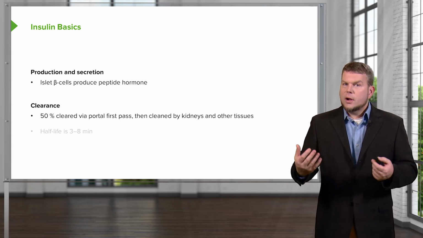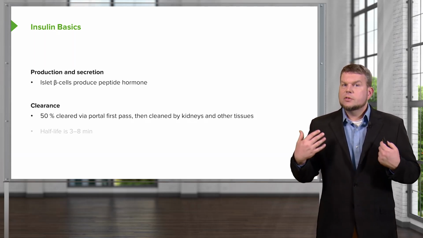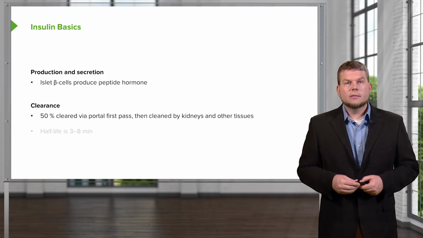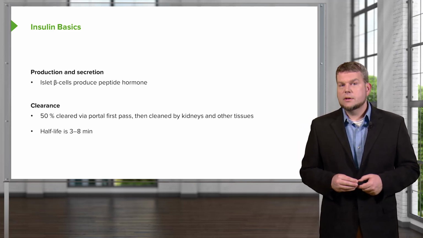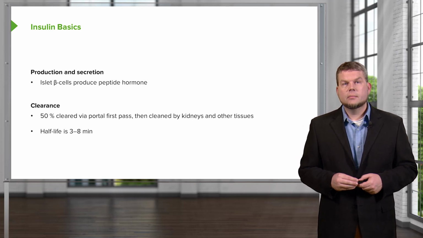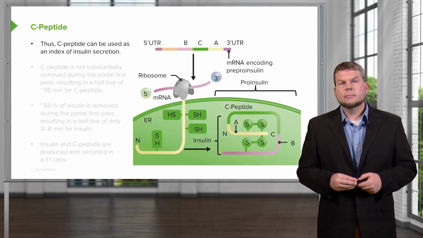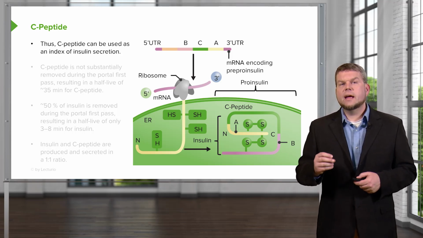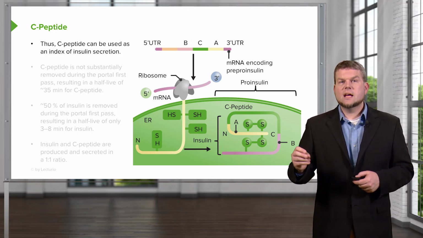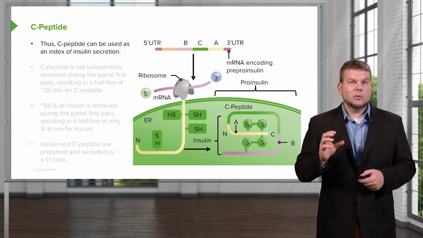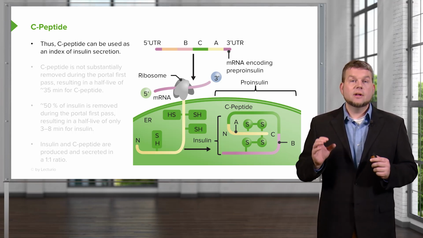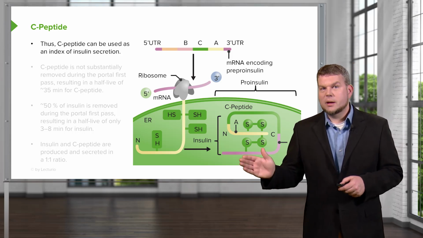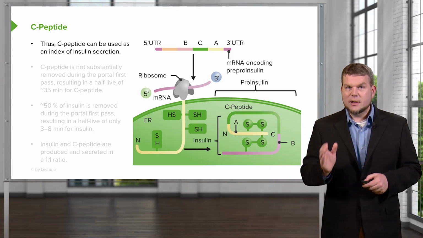This is an important process because, again, it's going to mean that insulin is not around in the circulation very long. In fact, its half-life is only 3 to 8 minutes. Importantly, what we have produced at the same time as the peptide hormone insulin is something called C-peptide. Don't get this mixed up with C-reactive peptide. This is just C-peptide.